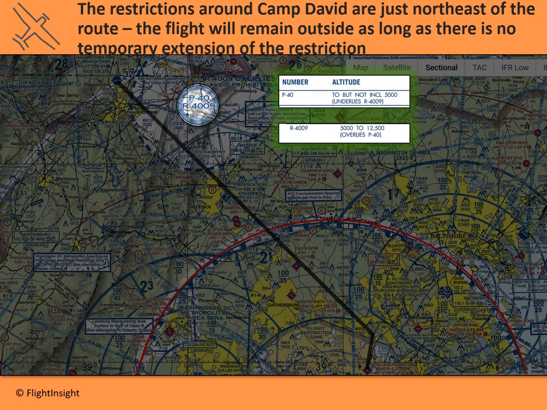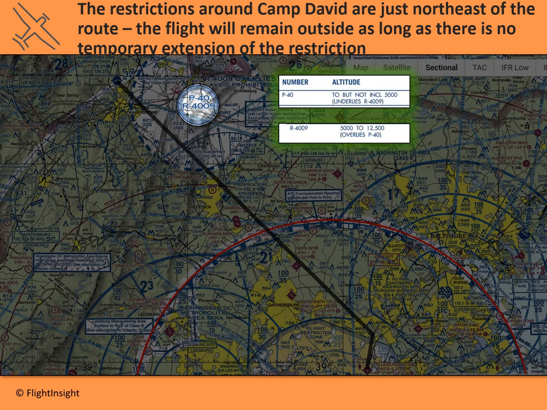And it also says that it underlies that other R4009 airspace. And the info on that one says that that goes from 5,000 up to 12,500. So you've got a prohibited area with a restricted area stacked on top of it within the radius of that circle, about 3-4 miles. Now what that is, that's Camp David. It's going to be just to the right of our course. And as long as we stay on that black line we drew, we'll stay clear of both the P40 and the 4009.